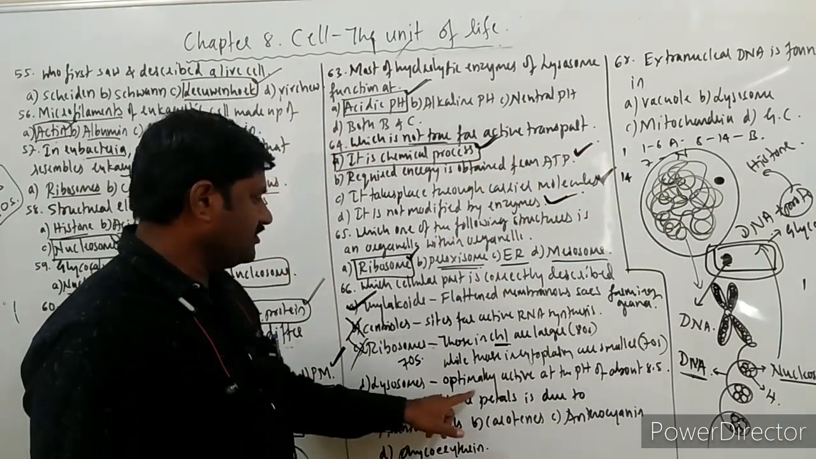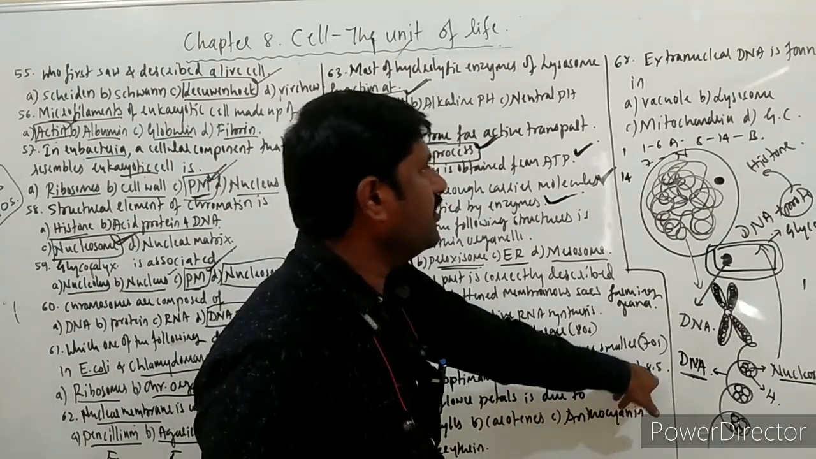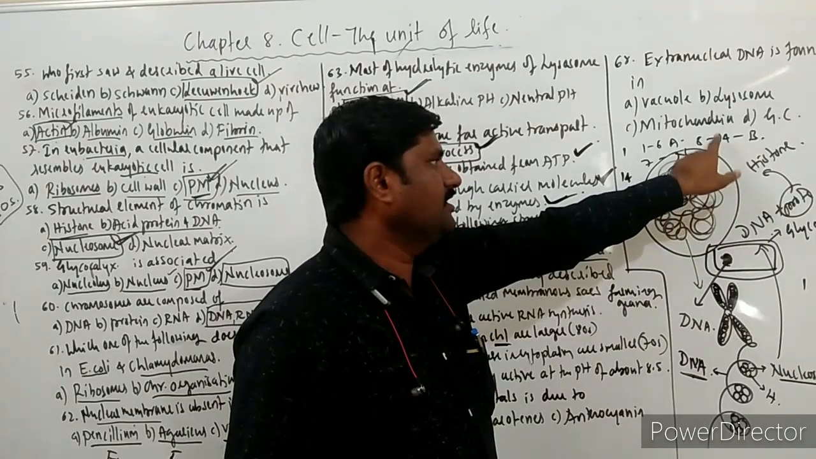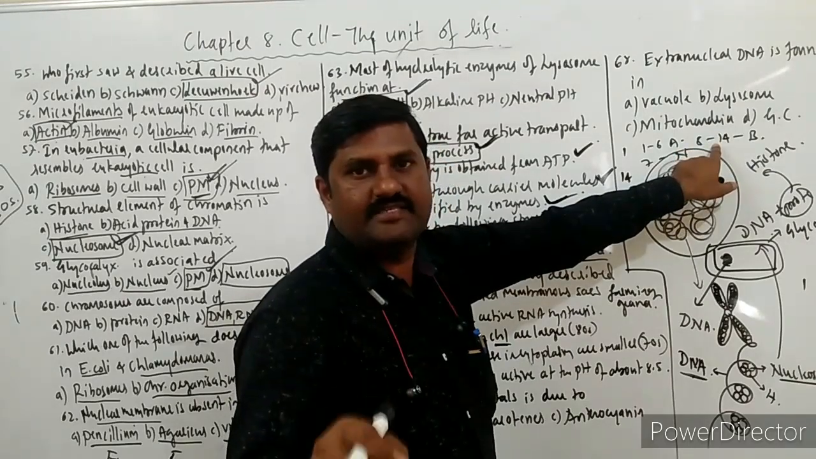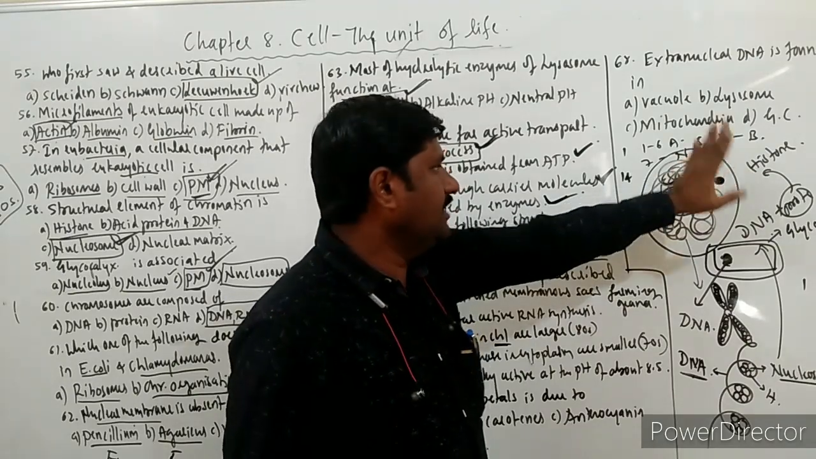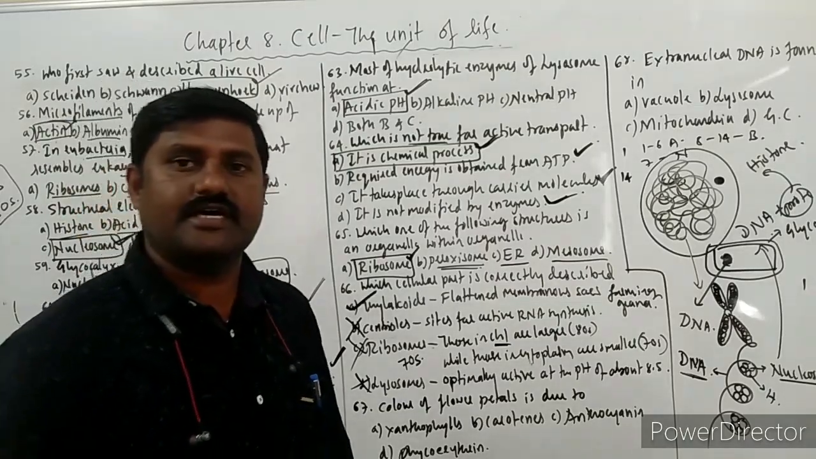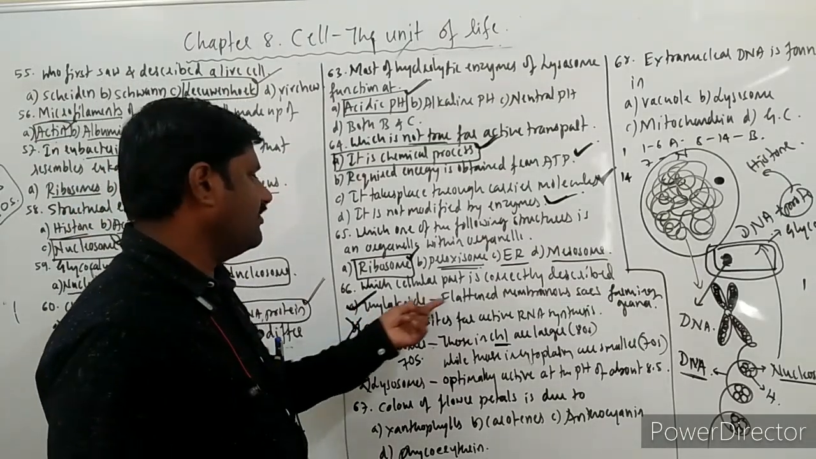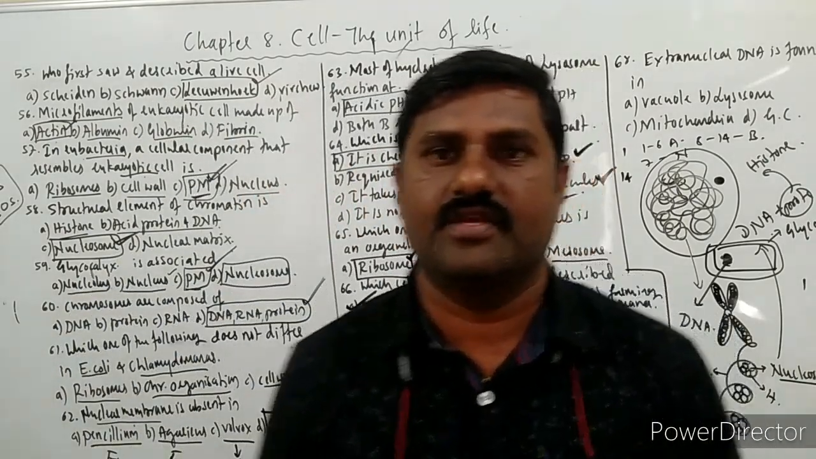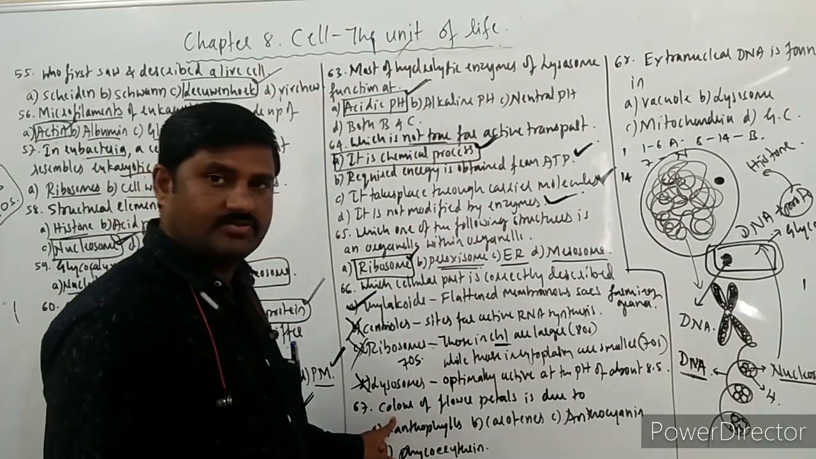So lysosomes optimally active at the pH of about 8.5 means it is more than 7, more than the neutral condition. So this is basic nature. In basic condition they do not act, they are not active. That's why this statement is also wrong. Then which is the correct statement? That is thylakoids, which are flattened membranous sacs forming granum, right? Next question is the 67th question.